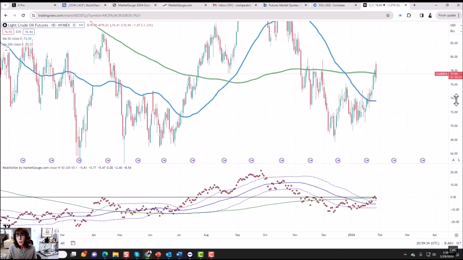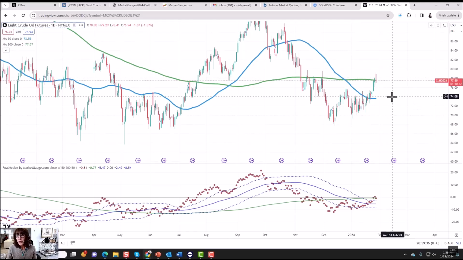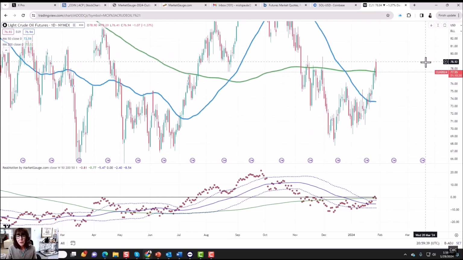which is that 200. And of course, if we can get back over 78, that was our other pivotal area we talked about last week. And 78 is kind of like right here. Let's make that a little bit tighter. Let's call it close enough, 78.02.